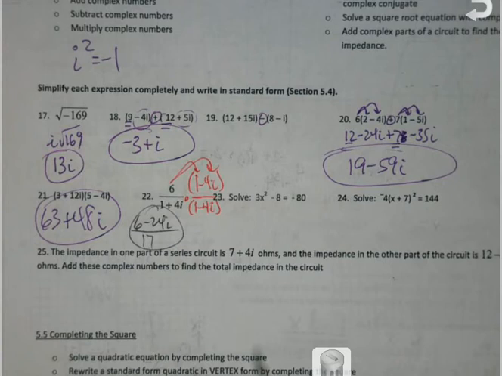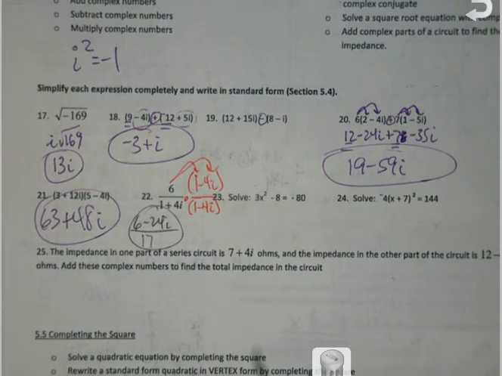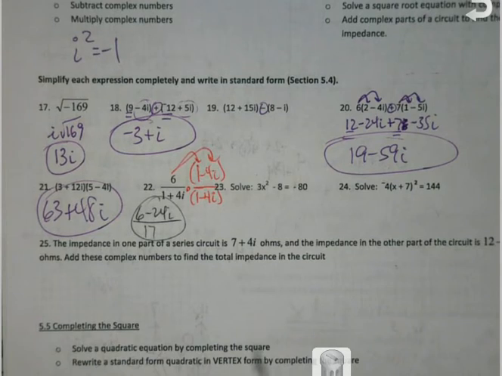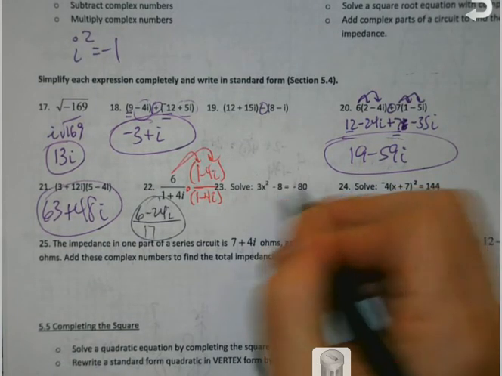And then finally, I'm going to do one of these. I'm not going to do them all. So I look and I go, okay, 23, solve. These look like the ones we just did up above. They are. I'm going to add my 8 over.